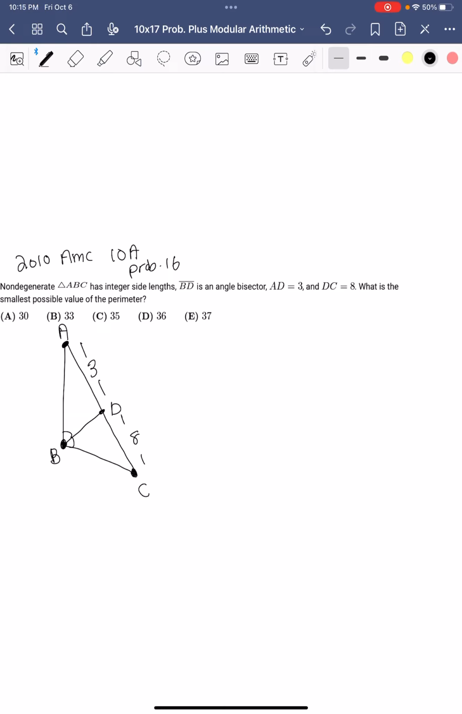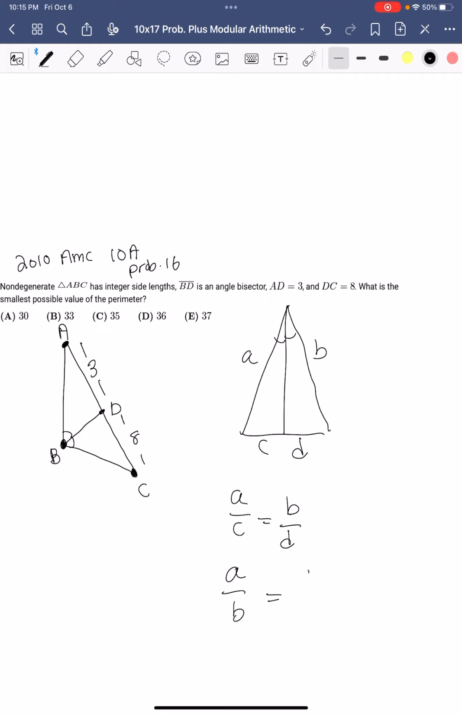Well, what do we know about angle bisectors? We know that if an angle is bisected, then we can apply the angle bisector theorem. So imagine this is A, B, C, and D. We know that A to C is proportional to B to D. That's what the angle bisector theorem states. We also know that A to B is proportional to C to D. And why is that? Well, left to right, top to bottom, top to bottom. That is why they're corresponding sides.